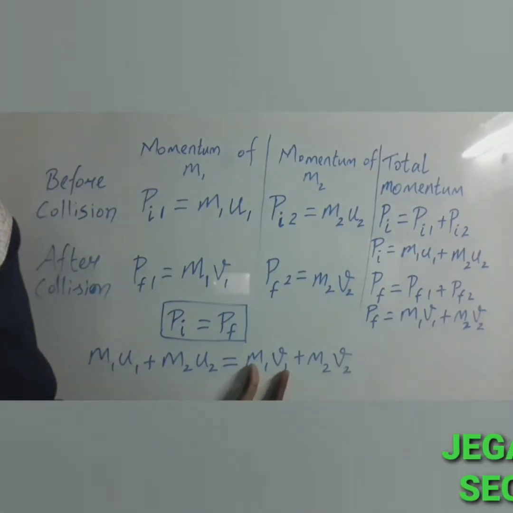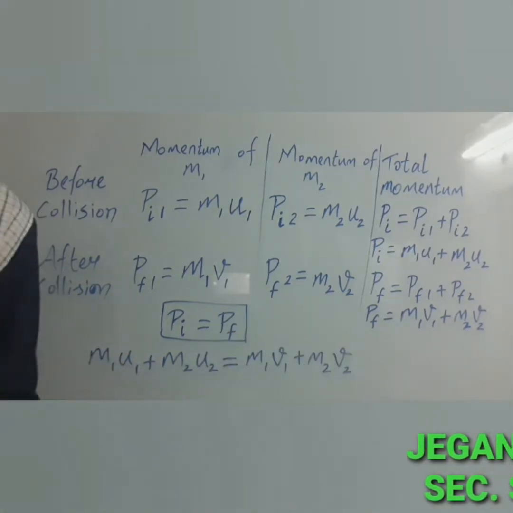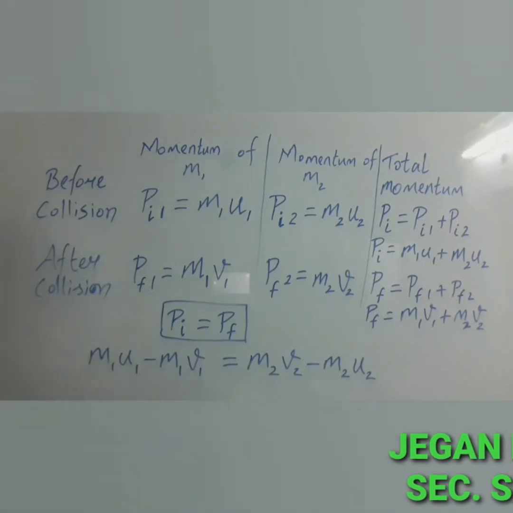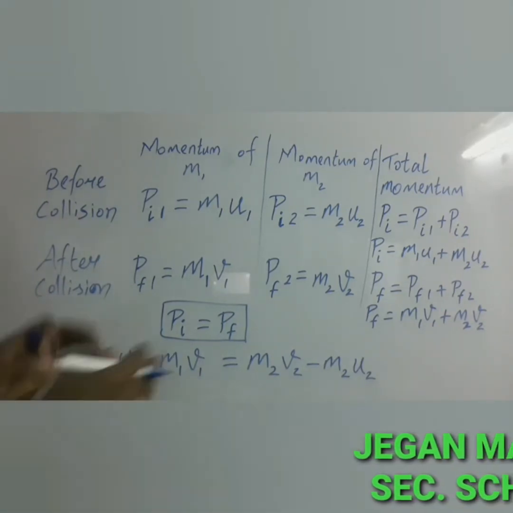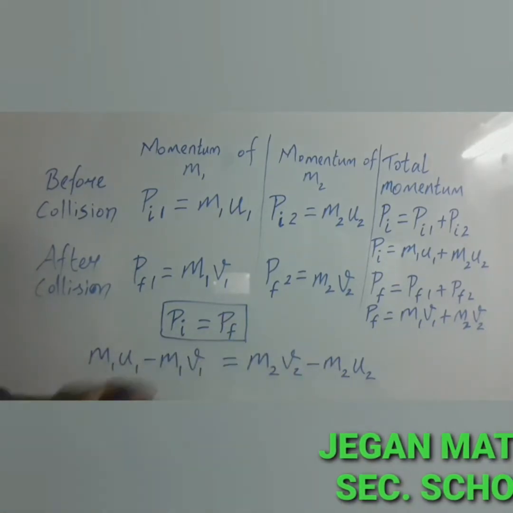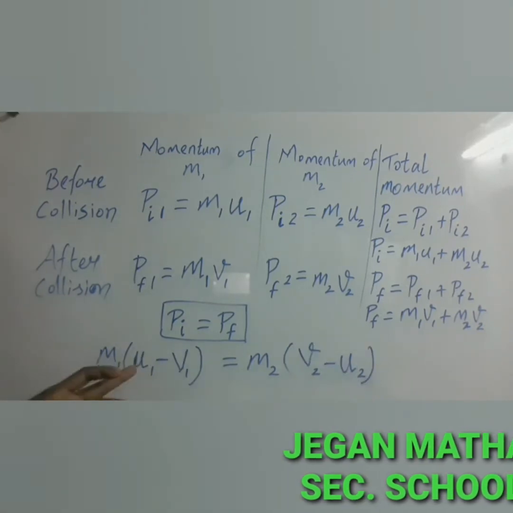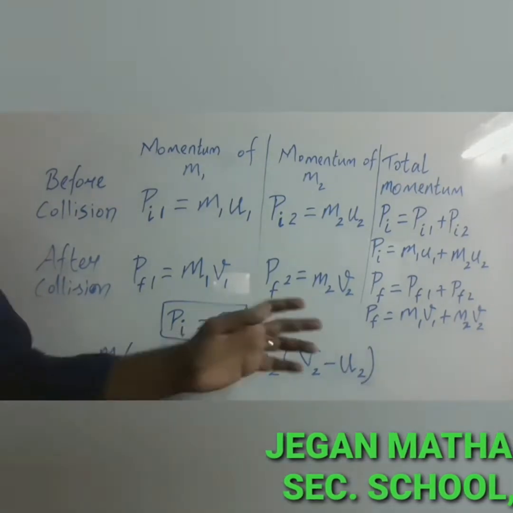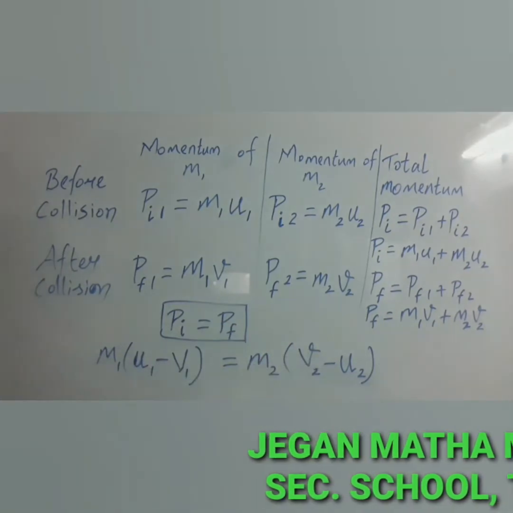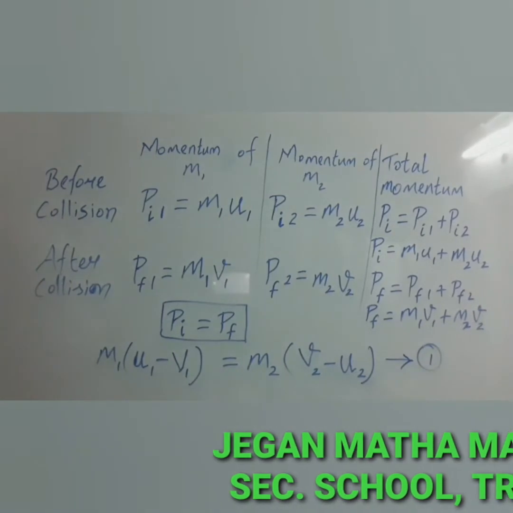Here m1 v1 can be taken to the left side and m2 u2 can be taken to the right side. I have rearranged the previous expression. Now which is a common thing here? m1 is a common thing that can be taken outside, and here m2 is a common thing that can be taken outside. So how can we write that? m1 within a bracket u1 minus v1 is equal to m2 within a bracket v2 minus u2. Let us take this expression as the first equation. Kindly note it down.